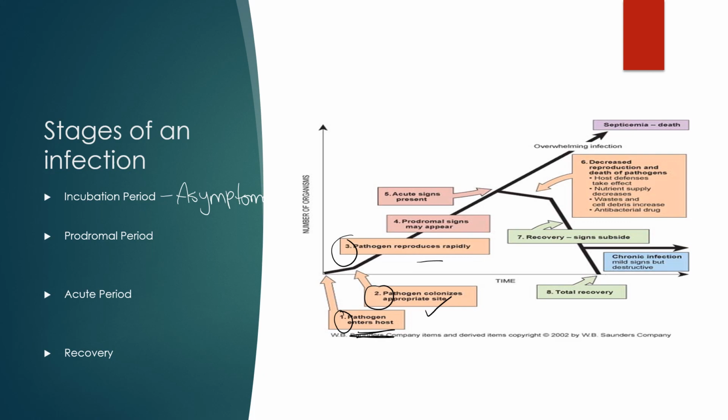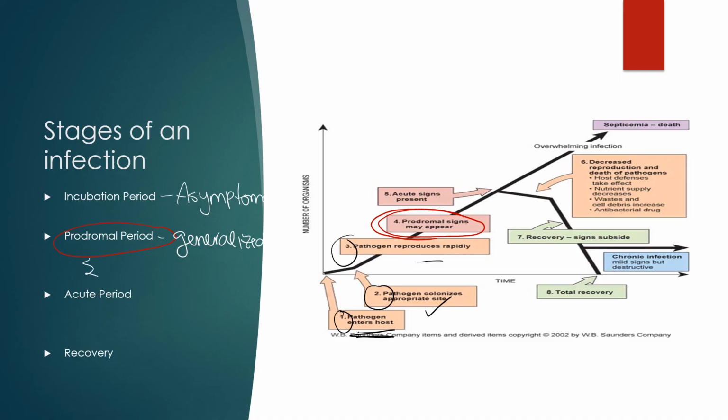Now, the second stage of the infection is the prodromal period. I'm going to use a different color, red this time. Number 4 matches with the prodromal period. This is where the microbe has now multiplied itself in the system to a large enough number that the client will start to have signs and symptoms. However, the signs and symptoms are very generalized, more generalized signs and symptoms.